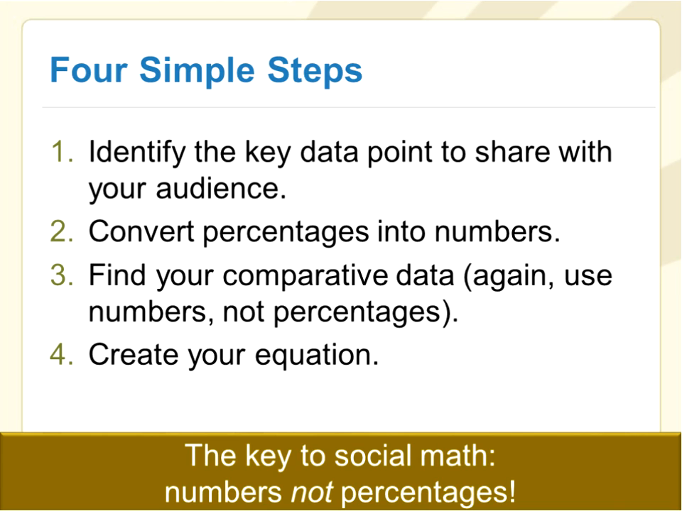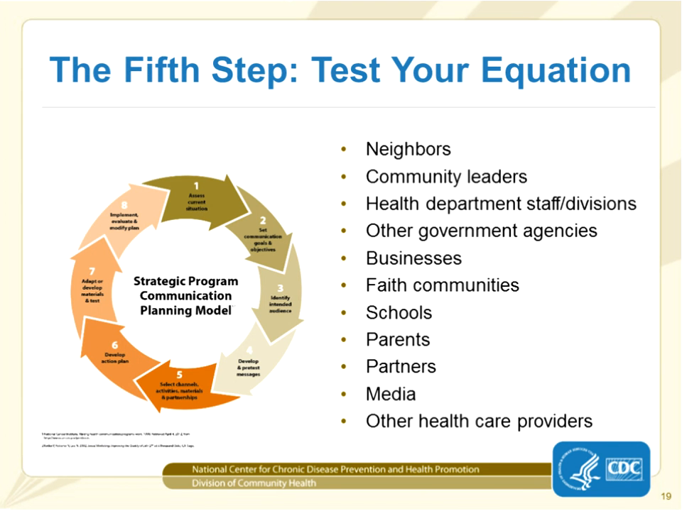So as you look for that comparative data, think about who or what does it impact? How much money does it represent? How much time does it represent? What resources does it use or save? How big is it? How long is it? How wide, short, or tall is it? And how might it be compared with a place or an event? And then finally, once you have all of this, again in numbers, not percentages, you can create your equation.